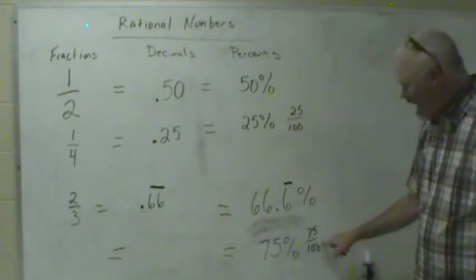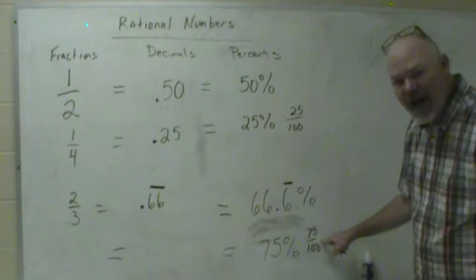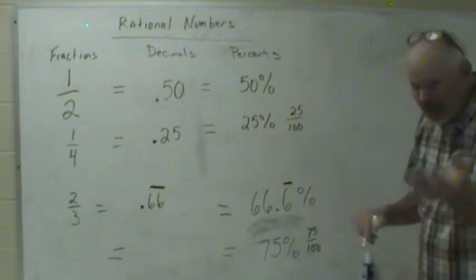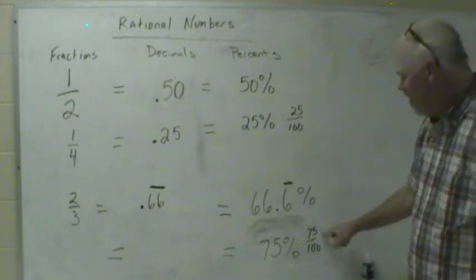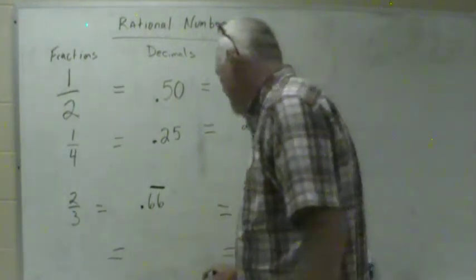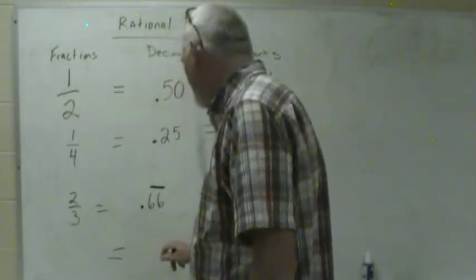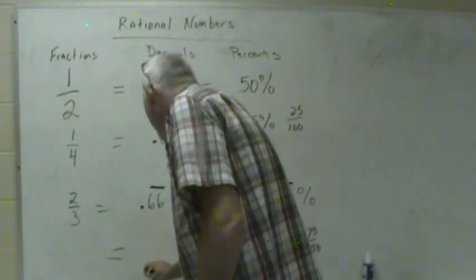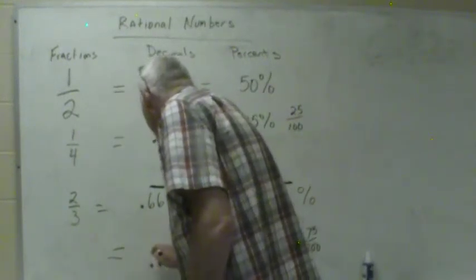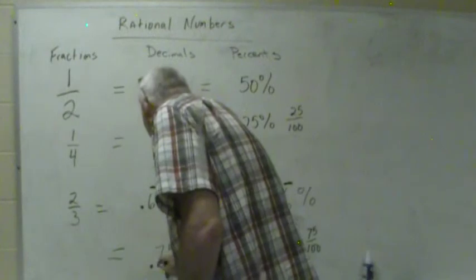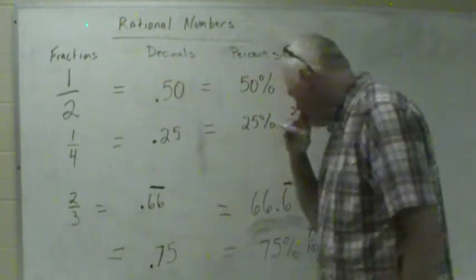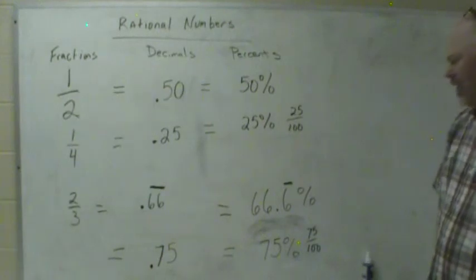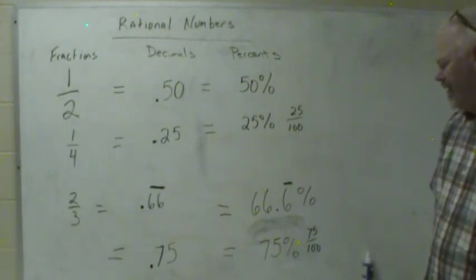So what does that line mean to do? It means divide, right? If you pick up that calculator, now's when you can use it. 75 divided by 100 turns into 0.75.